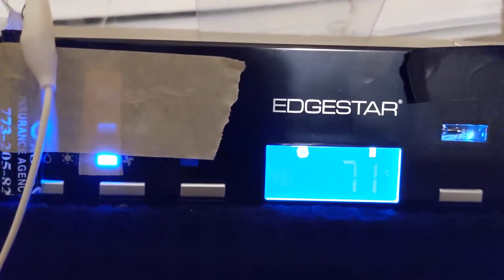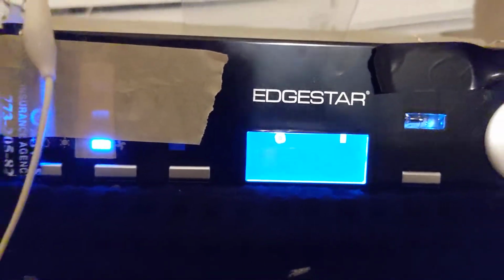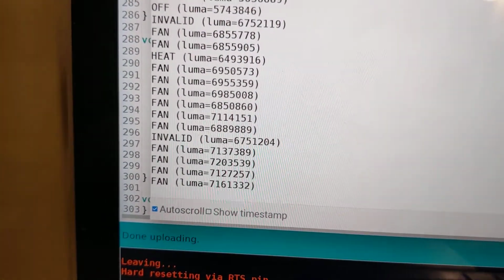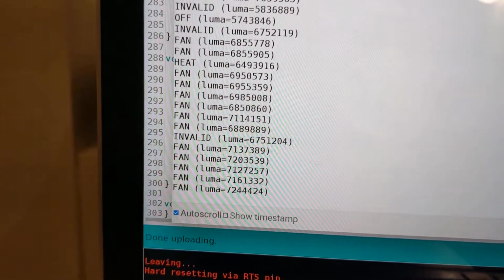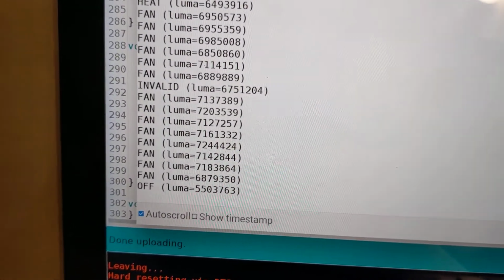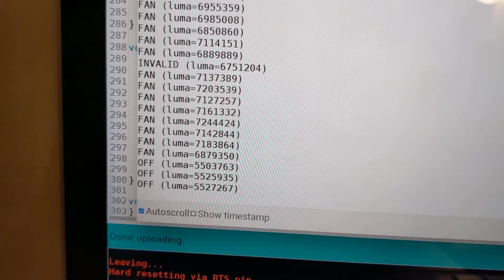So basically I can stop on any mode, let's say fan, and then the serial will be telling me that it's on fan. And then yeah, if I wait for it to time out, then the LED will turn off. And yeah, now it's telling me that it's off.